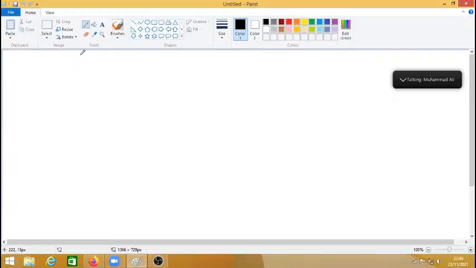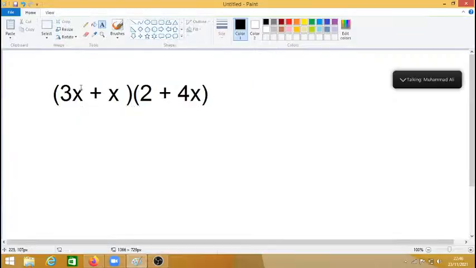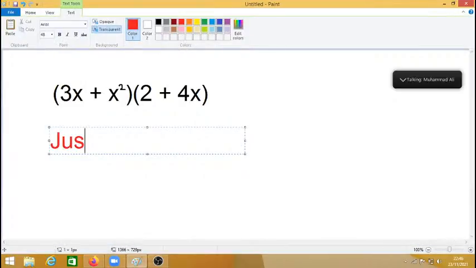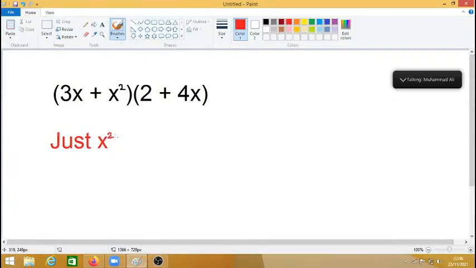So let's try a slightly more complicated one. Let's say I had 3x plus x squared in one bracket. I had 2 plus 4x in the other bracket. And again, I'm just looking for the x squared term. So have a think for a few seconds. Which part of that expansion would you need to do, or sometimes which parts? But the idea is that you don't want to do all of it. That would be too much. You just want to pick out the bit that's going to give you just the answer for the x squared term. So have a look at that.